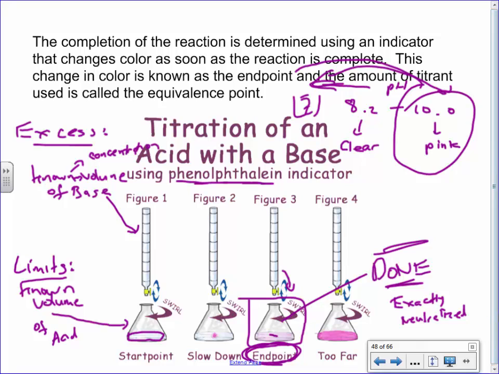Does that make sense? Because that 1 drop extra is the drop that made it stay pink. But minus the fact that you're 1 drop too far, this is when we're finished.